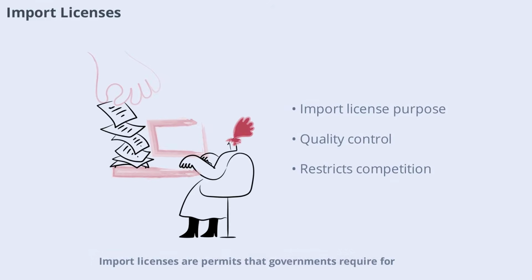Import licenses are permits that governments require for certain products to be brought into the country. By controlling who can import specific goods, governments can manage the quality, quantity, and safety of products entering their markets. This system can help prevent the importation of harmful or substandard goods, but it can also be used to restrict competition and favor local businesses.